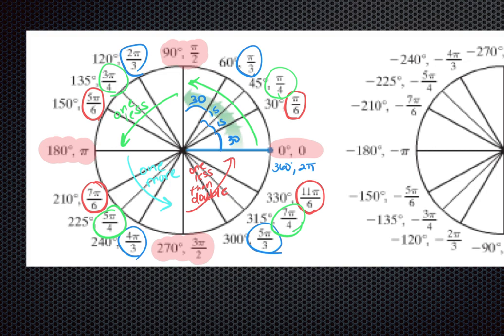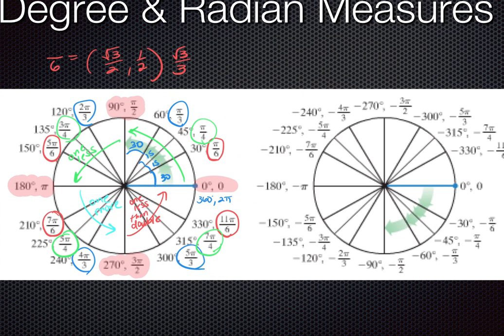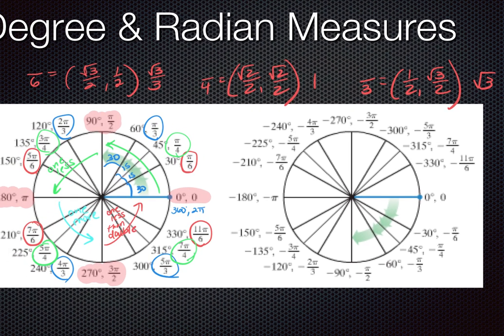Then you've got to go around and fill in all of your coordinate points. So every over 6 has the coordinate point that is root 3 over 2 and 1/2 with a tangent of root 3 over 3. Every over 4 has a coordinate point of root 2 over 2 and root 2 over 2 with a tangent of 1. And every over 3 has a coordinate point of 1/2 and root 3 over 2 with a tangent of root 3. And then obviously the signs change as you move around, and we know the signs because we know the acronym.